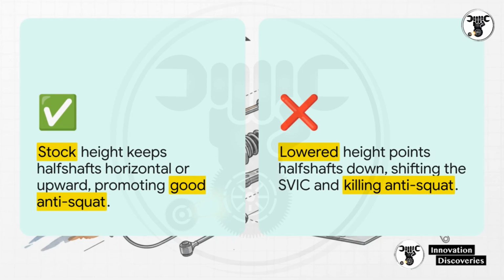Well, here is exactly why their lowered car is squatting. On an independent rear suspension, the half shaft essentially acts as a control arm in the side view. At the stock ride height, that half shaft angle is either horizontal or angling slightly upward toward the differential. That is great for anti-squat.